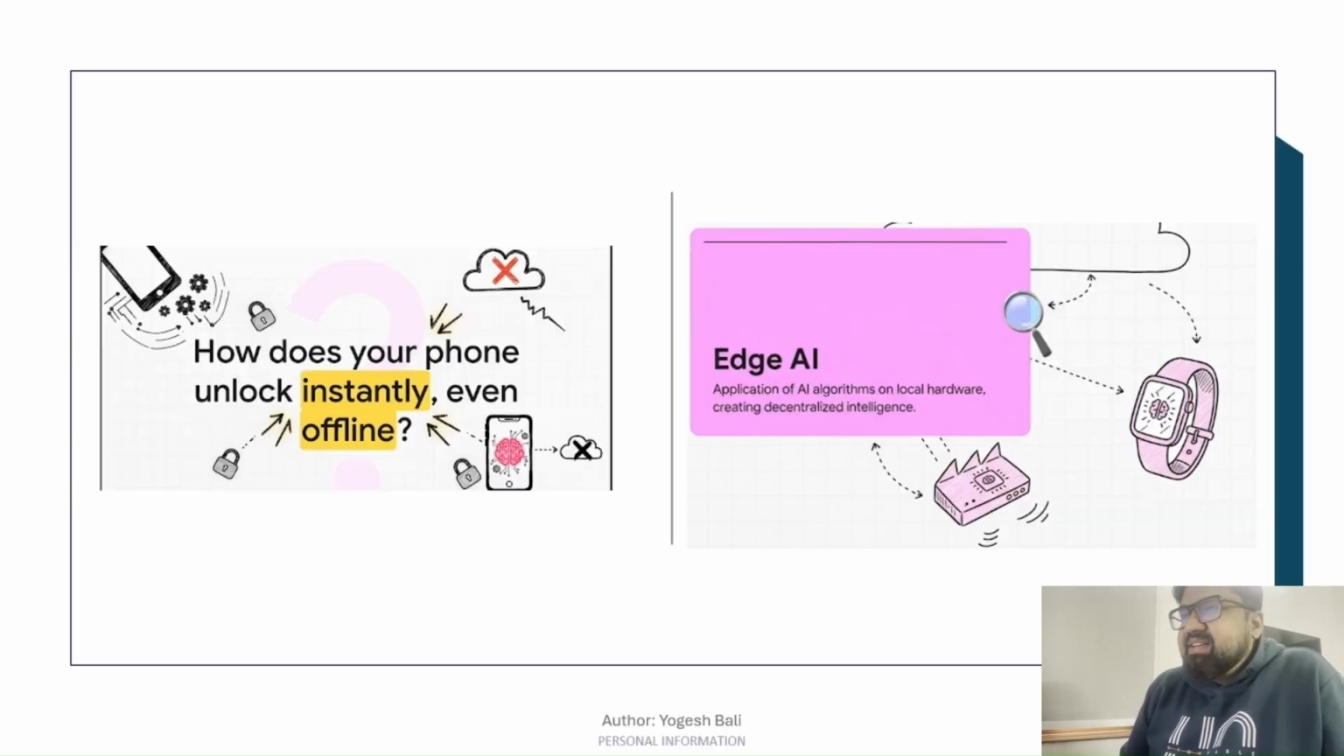So let's start. As we know, we don't need internet for unlocking our phone. We can unlock our phone even when there is no internet. This is because there is some intelligence on our phone that authenticates the user. Similarly, Edge AI means bringing the AI model onto your phone, your local device, your IoT sensors, so that they can process the data that is generated by your device.